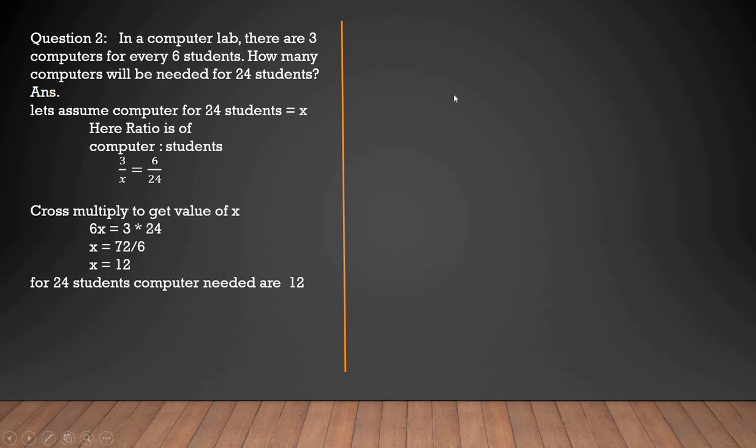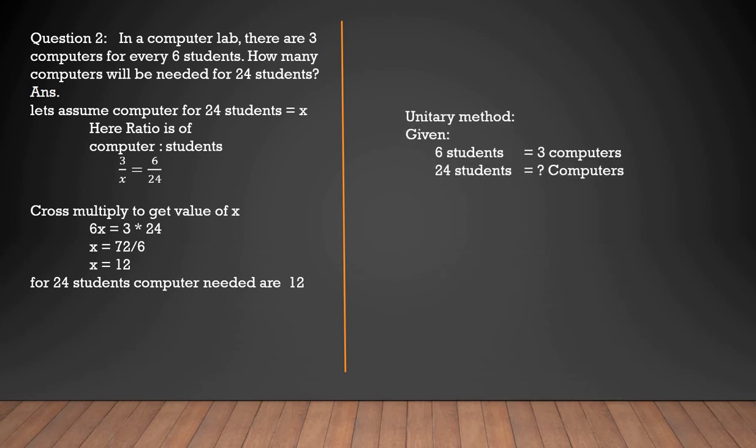The same sum you can solve with the unitary method. It means here you have to find out the value of 1. It's given that 6 students are using 3 computers. 24 students will use how many computers? So let's find out the value of 1. I need to send the 6 over here. So you will get 3 upon 6, that is 1 upon 2. 1 upon 2 is nothing but half. So for 1 student, I'm getting half the value over here.